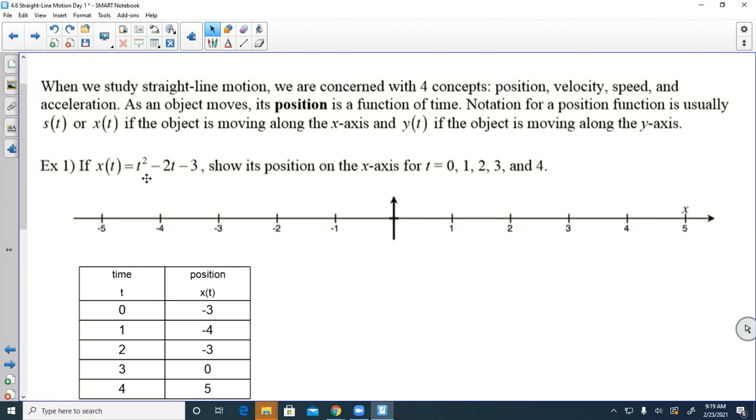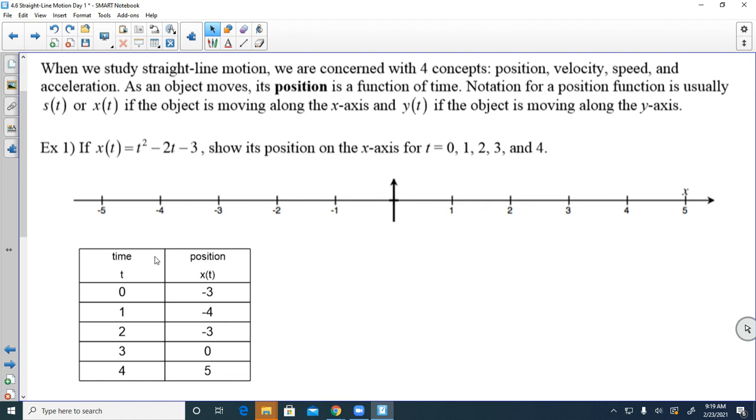Here we have this example. It's giving me a formula for position on the x-axis. I've also added an x-y chart so that we can look at the positions of an object at specific times. All I did was take these numbers and substitute them into the formula for t so that I would have the positions at a specific time. Let's plot these, and then we can analyze what happened to the object over the course of time. At time 0, this is the starting position.